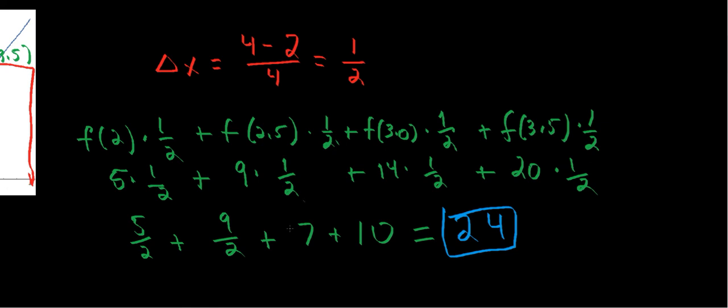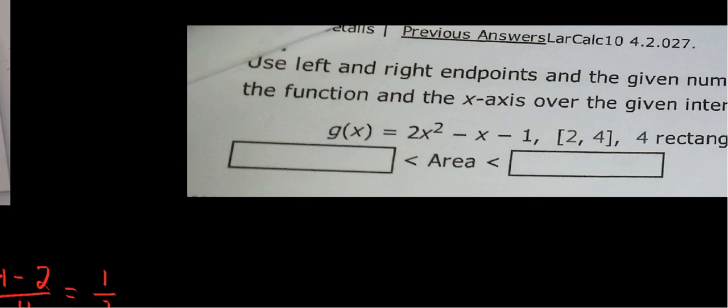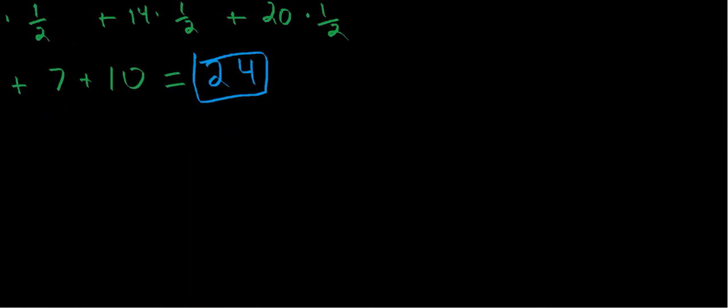Where does that number go? It goes right here because it's less than the actual area. So 24. Our area is greater than 24 and less than some other number. And I'm going to do the other ones in another video.